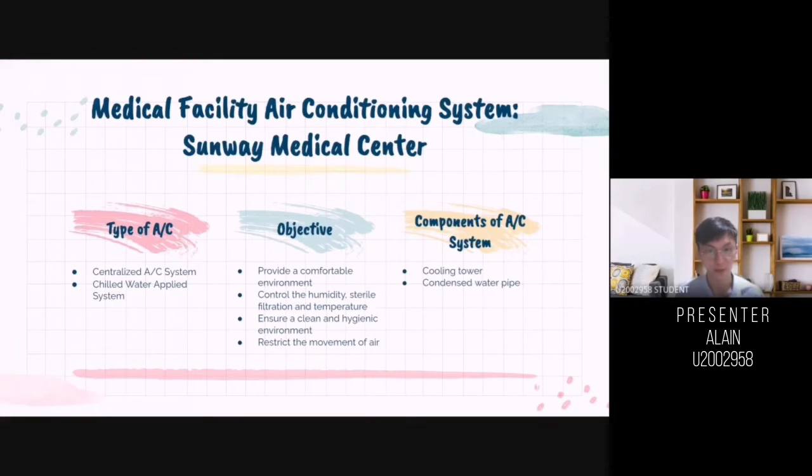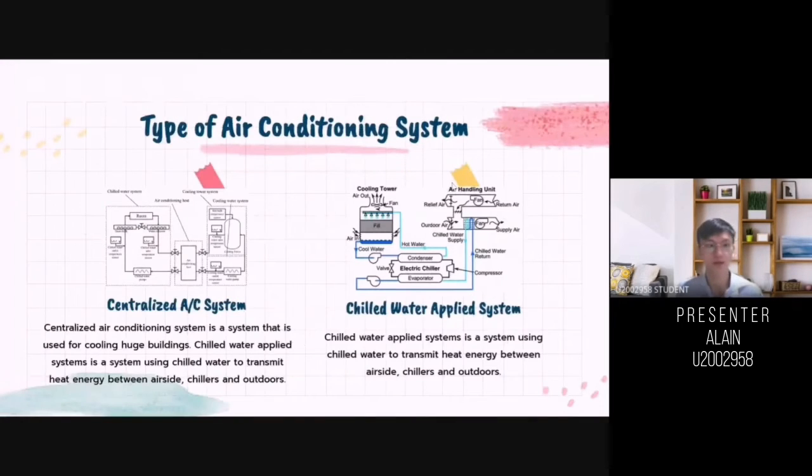There are two major components of the AC system in Siaw Hui Medical Center, which are the cooling tower and the condensed water part. The centralized AC system is used for cooling huge buildings such as hotels, movie theaters, and so on, including medical facilities. Installing a lot of individual units for each room of the medical facilities would definitely cost a lot, as a centralized air conditioning system produces hundreds of tons of air conditioning.